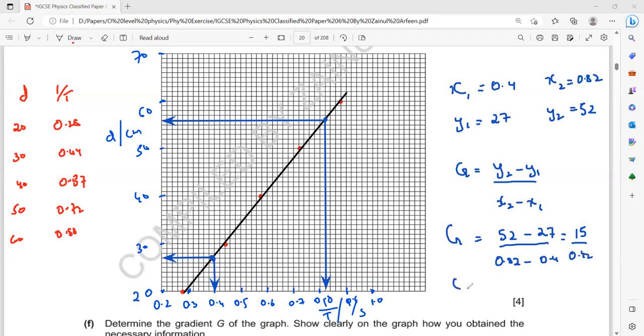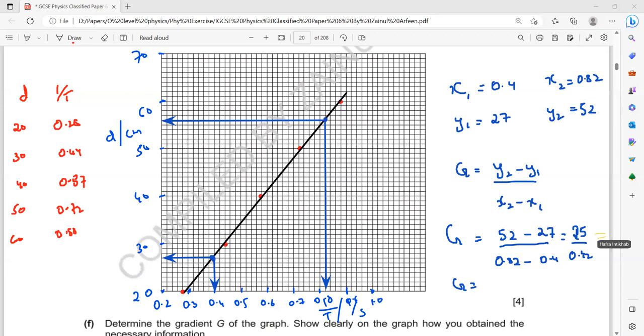What's the answer for the gradient? 15 divided by 0.42. Oh, sorry. Yeah, that's right, 25. By mistake I calculated 25, but I wrote 15 there. 52 minus 27 is 25. That's right.